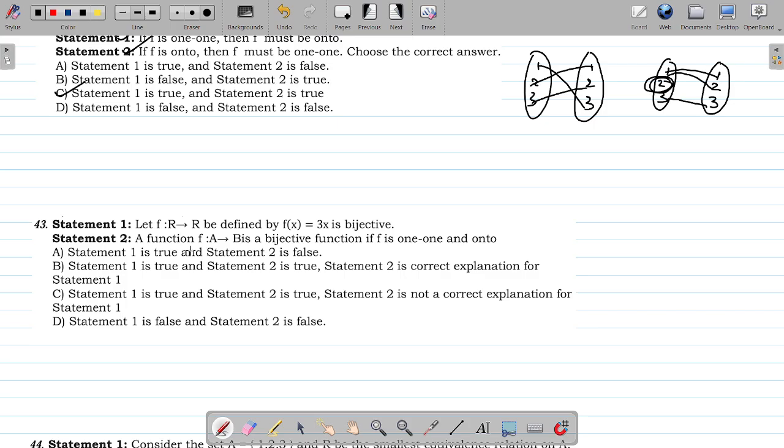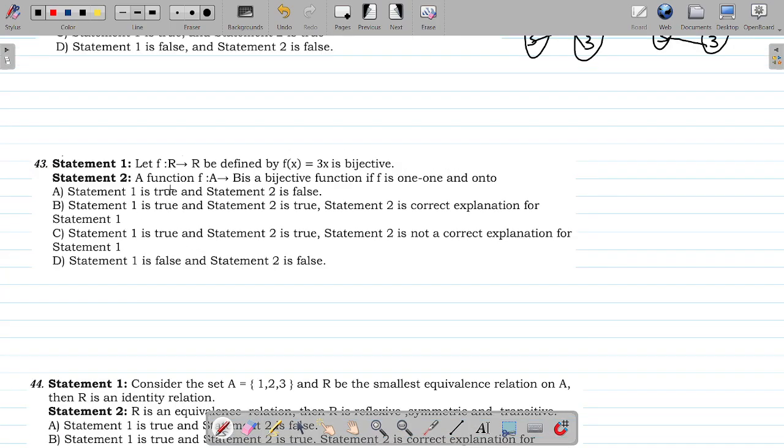Next, question number 43. Let f from R to R be defined by f of x equal to 3x. It is bijective. A function, and that is the first statement.